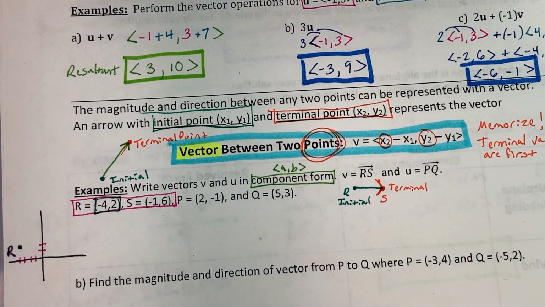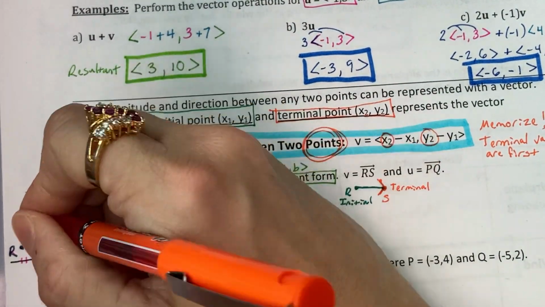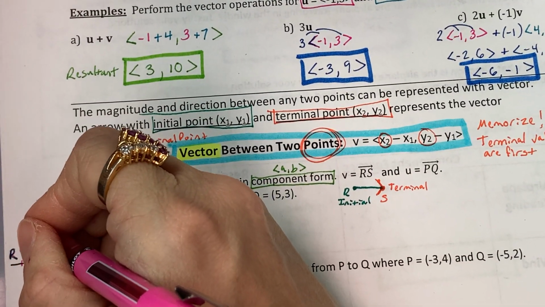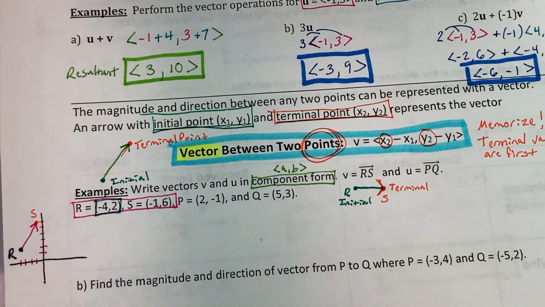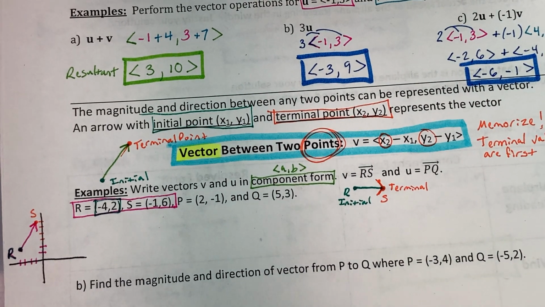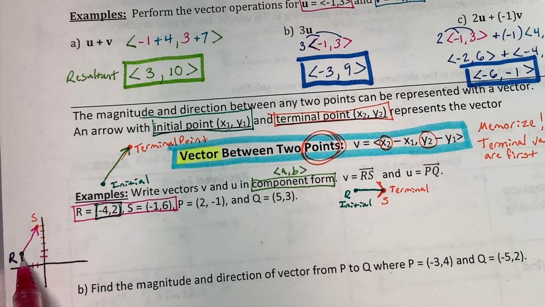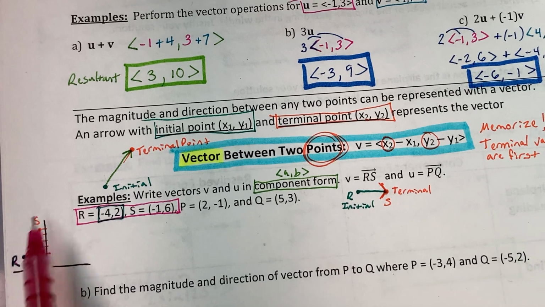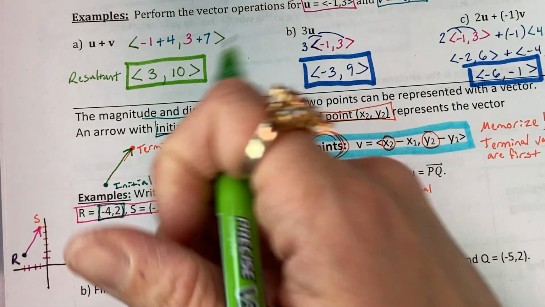And then S would be my terminal point. So -1, 6. 1, 2, 3, 4, 5, 6. So that's point S. So that vector looks like this. So you could, if you wanted to, just count visually and say, how many units am I moving to the right for the A component? I'm moving in the positive direction. How many units am I moving up for the B component? In the positive direction. So you could figure it out graphically.